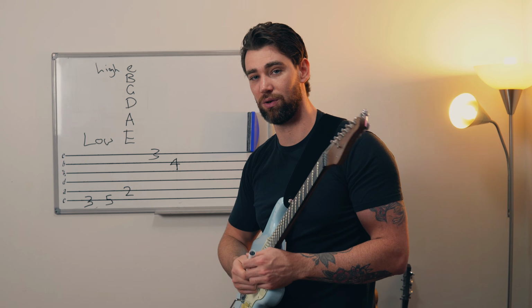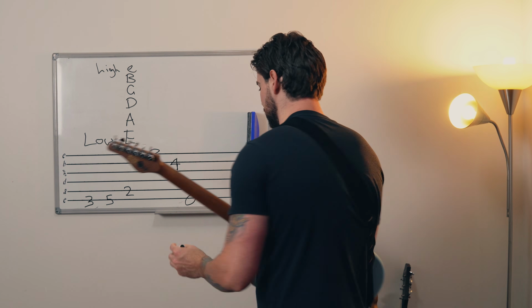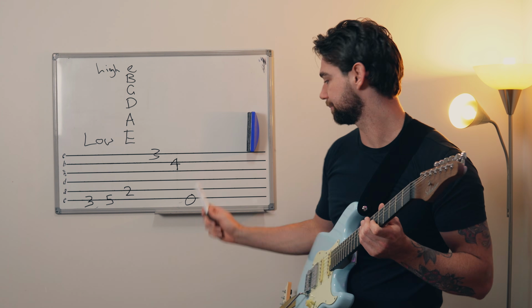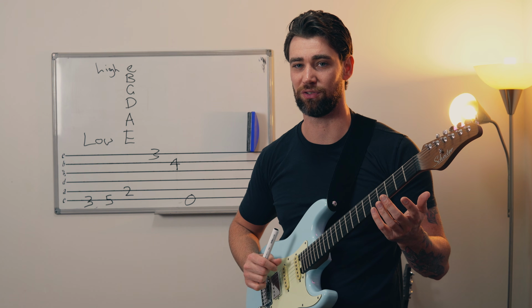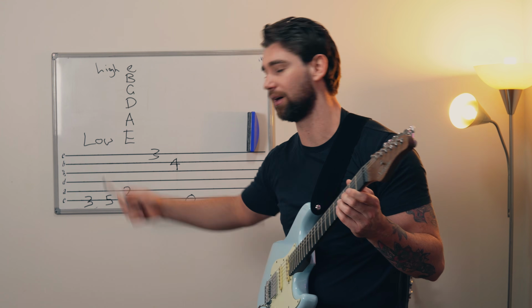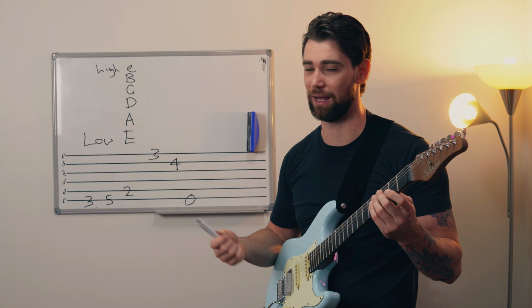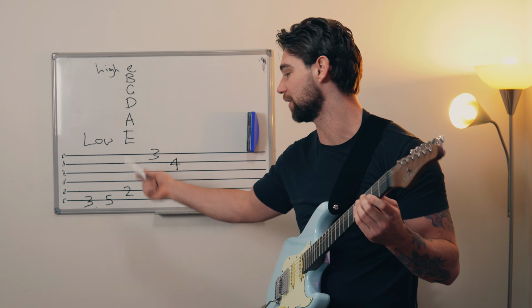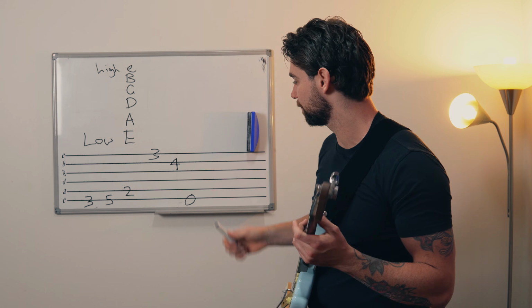Now one thing you're also going to come across is this. Okay, is 0. So if you see a 0, that just means you play the open string of whatever line it's written on. So in this case, it would be a 0 or an open string on the low E. Cool, so this is how you read guitar tab. Hopefully this is all clear so far.